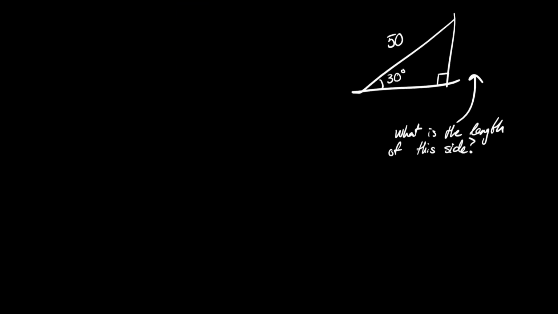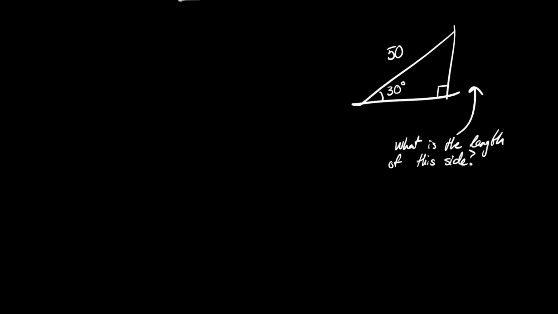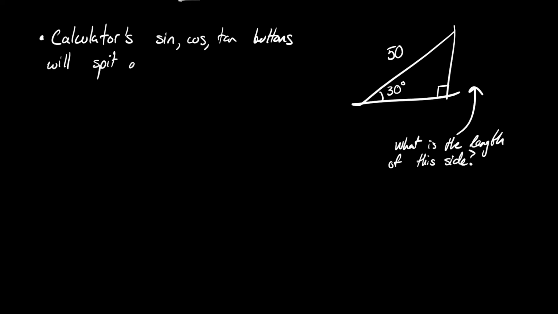Okay? Now, what trigonometric functions on your calculator will do, and your calculator is going to be indispensable here, by the way. Your calculator's sine, cosine, and tangent buttons will spit out not really the length of sides, but the ratio, so the division of two sides.